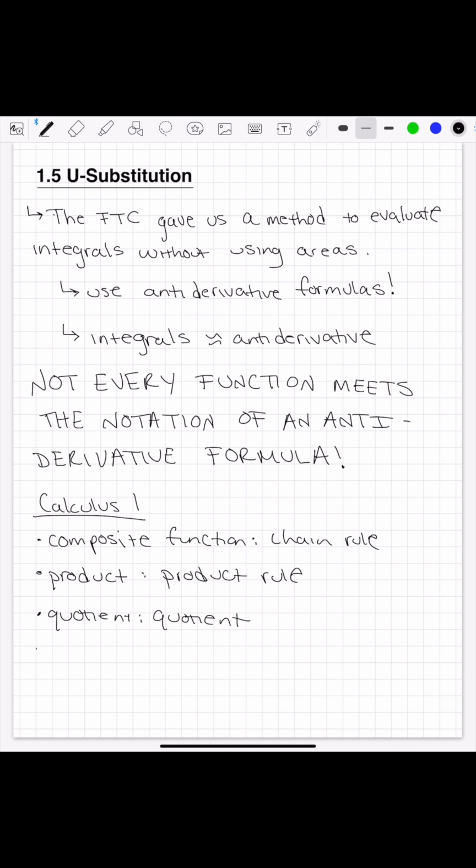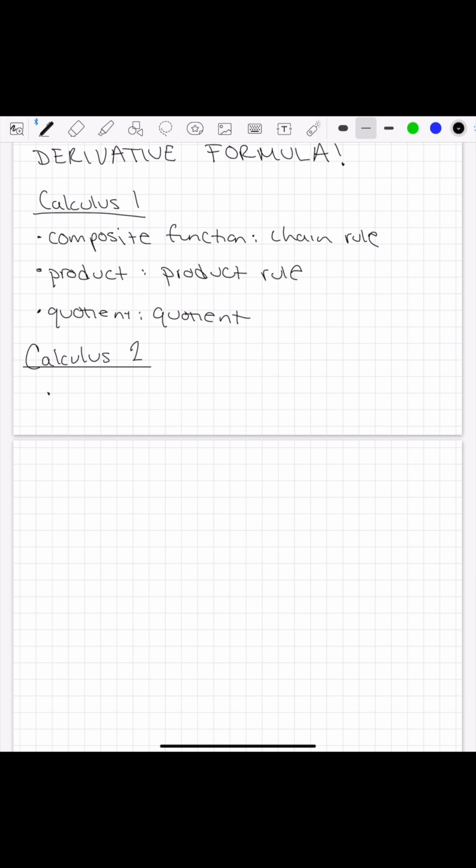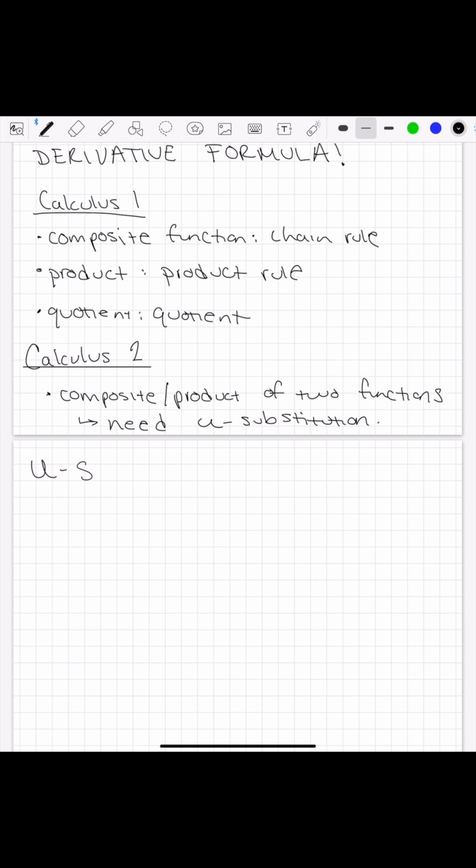And so in calculus 2, the same thing applies: if your function is more complicated, then you can't just simply use an antiderivative formula. What we're going to see is that if we have some sort of composite or product of two functions, we're going to need what we call U-substitution. U-substitution is not just a simple formula like the chain rule, but a process that we follow when we have more complex functions that don't meet the antiderivative formulas.